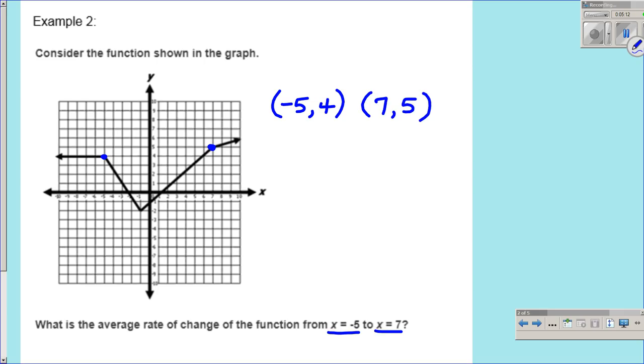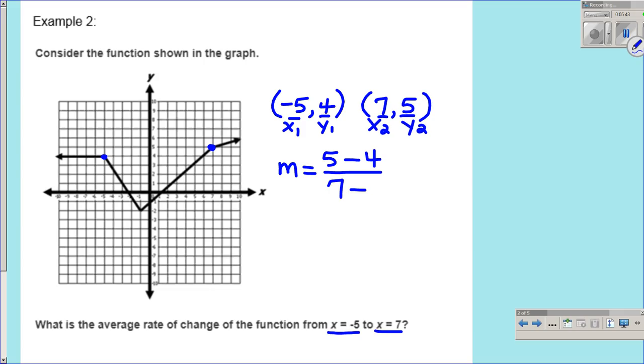Now notice we have formed two ordered pairs. We have an x1 coordinate, a y1 coordinate, an x2 coordinate, a y2 coordinate. Again, we can use our formula to find the slope or rate of change. You take the second y coordinate, 5, and you subtract the first y coordinate, 4. And now we're looking at the x's. We're going to take the second x coordinate, 7, and we are going to subtract the first x coordinate.